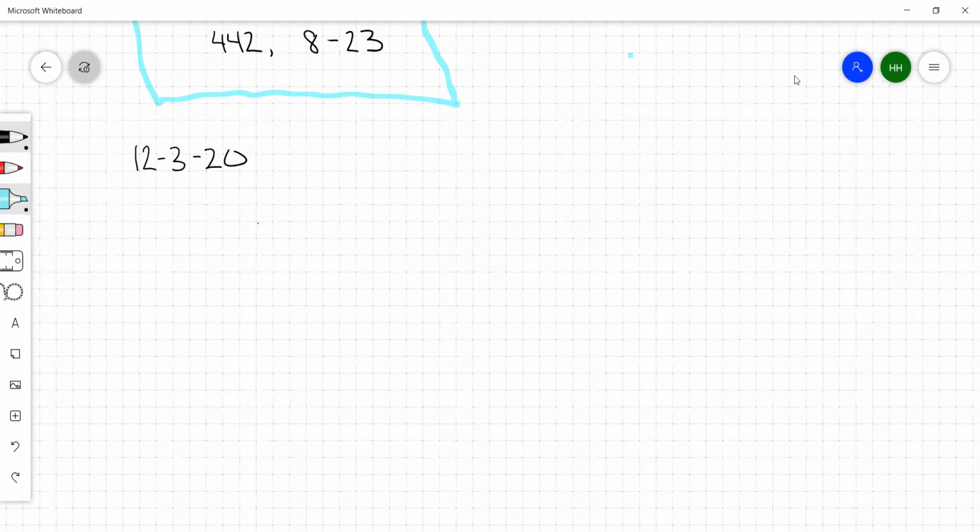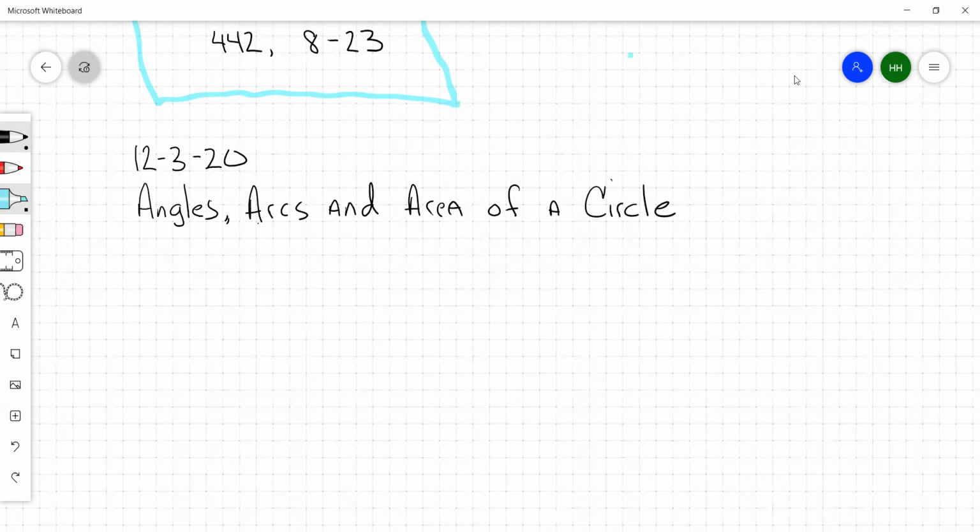All right, today we are talking about angles, arcs, and area of a circle. All right, so let's talk about area of a circle first, since circumference of a circle was kind of the last thing we talked about.